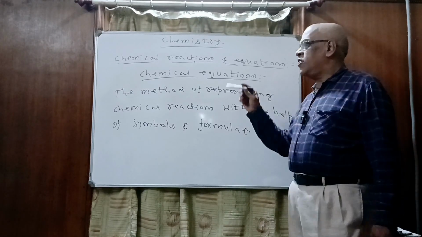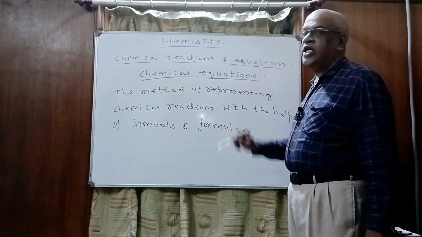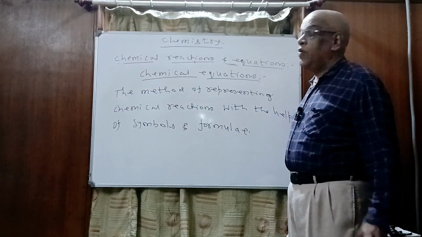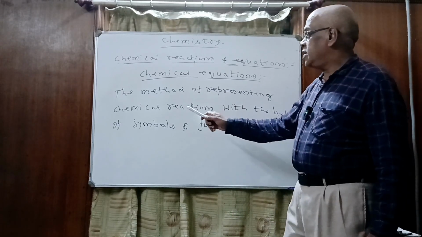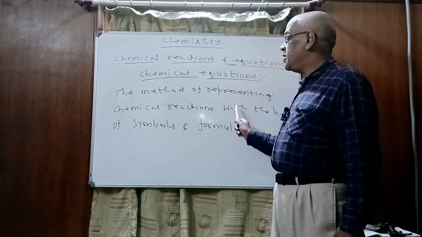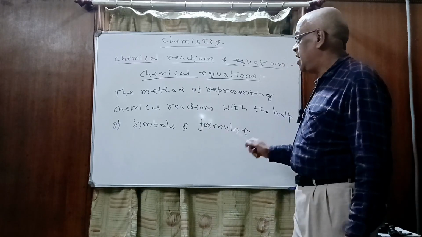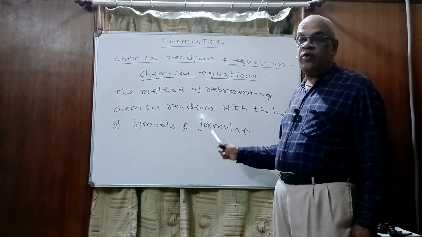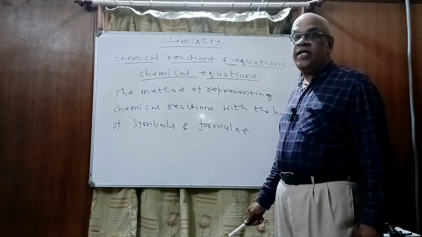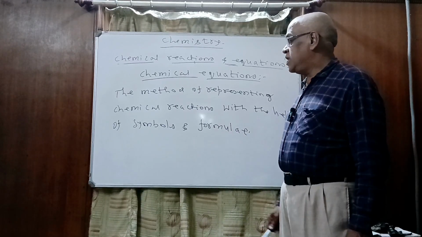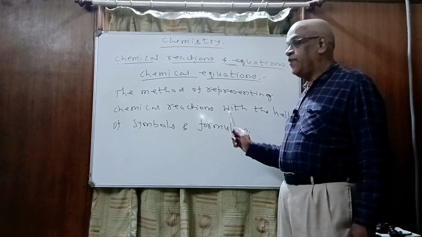Children, our next topic, chemical equation. 1 mark question, children. What is chemical equation? It's a method of representing a chemical reaction with the help of symbols and formulae.